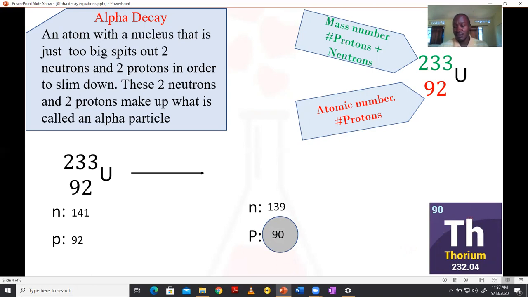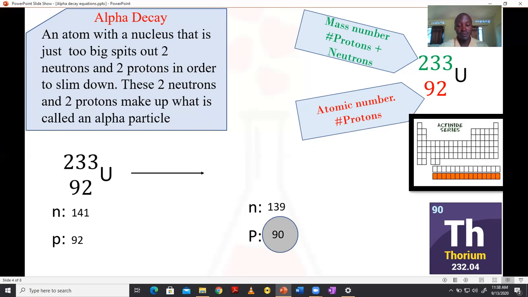Yes, obviously this is named after Thor, the god of thunder. So we see thorium as our new element. That means whenever uranium-233 undergoes alpha decay, a new element known as thorium will always be formed. In the periodic table, you'll find it under actinides, the lowest part of the periodic table. That's where you'll find your thorium.